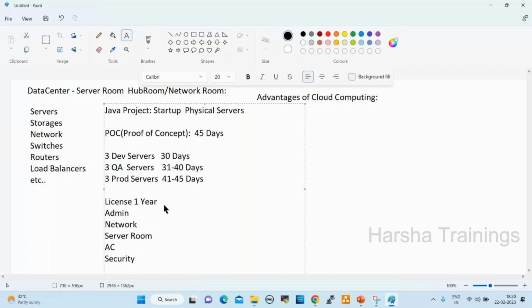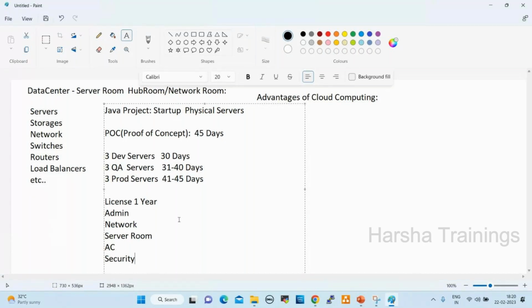So this is the physical setup and physical data center. I'm talking about the physical environment, right? In a physical data center, these are all required, fine? Here, if this POC is approved, we'll get the real project.